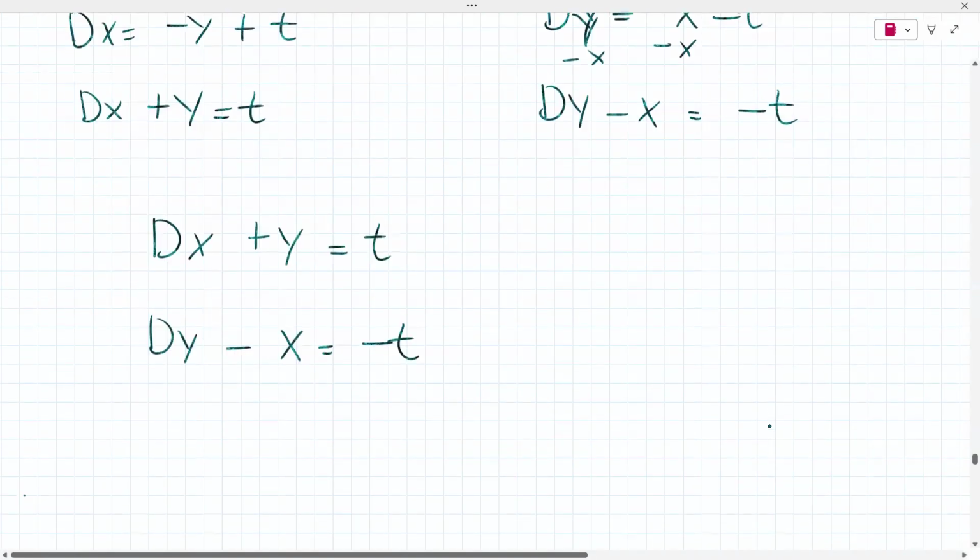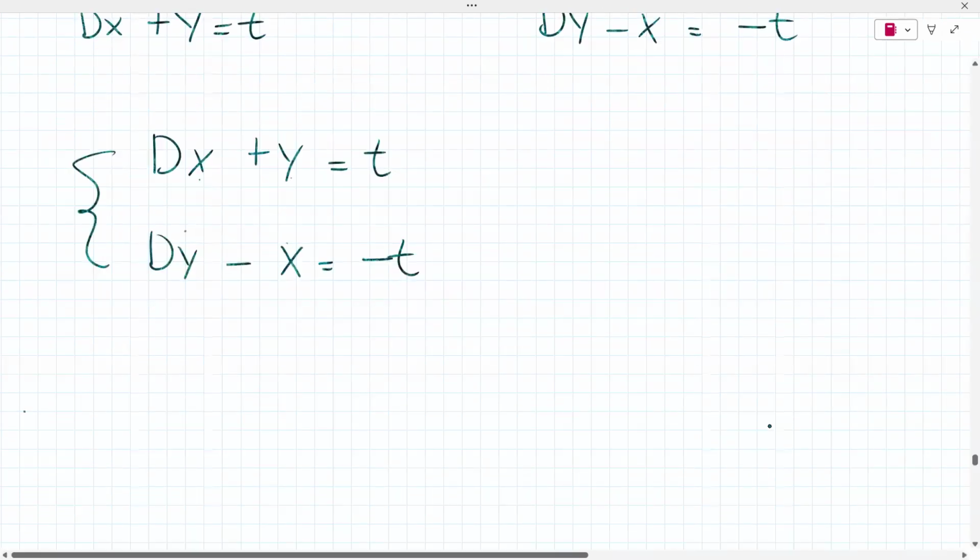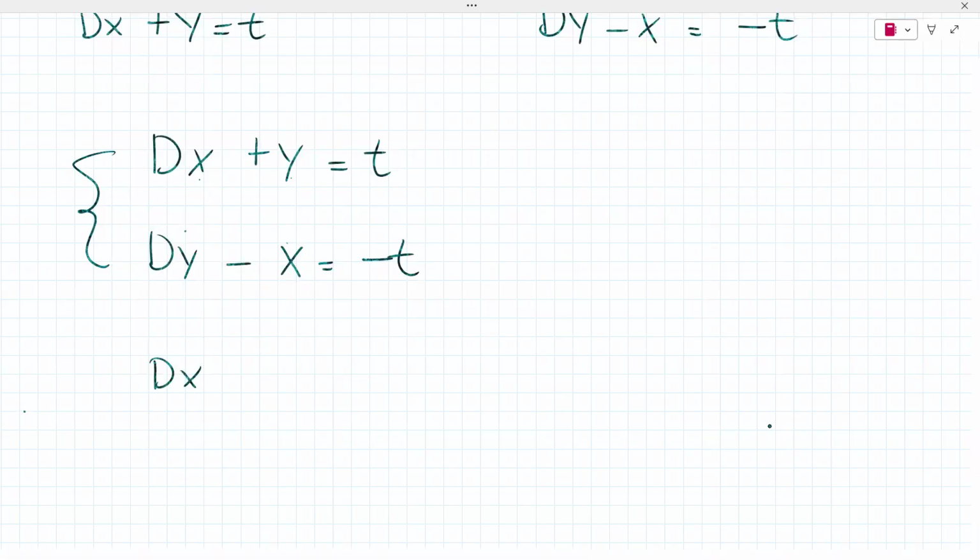Can we set up our system of equations? Yes or no? Not quite. Why can't we set it up? Because we have to line up the letters. This has an x, this has a y, this is a y, this is an x. So we have to move it around. So let's rewrite it as Dx plus y equals t, and then this is going to be Dy.